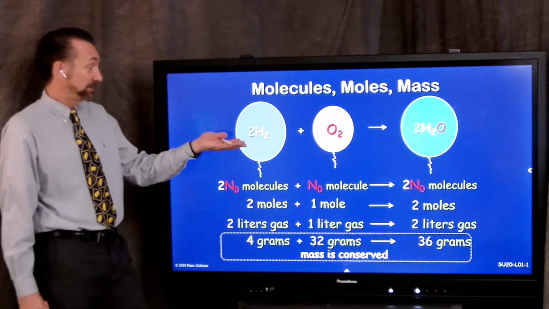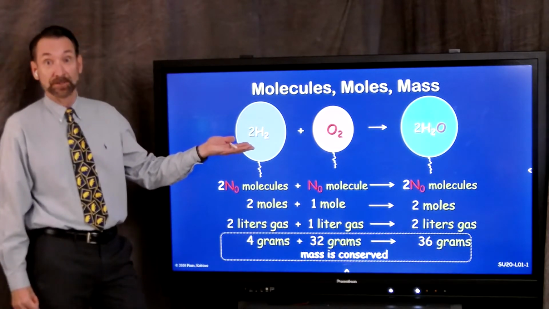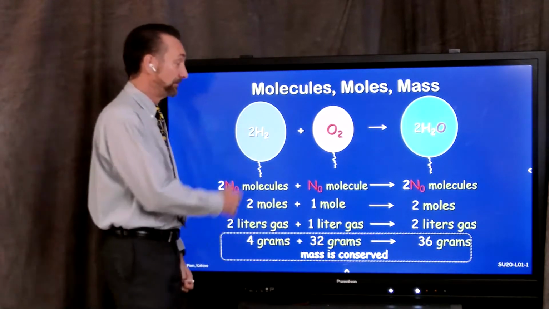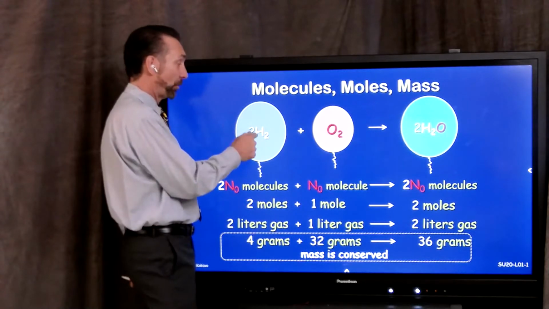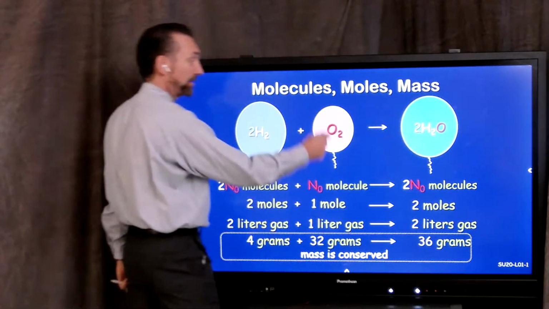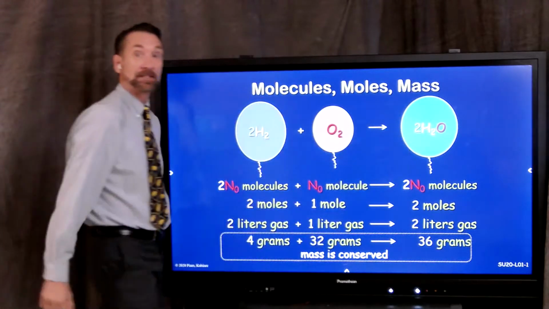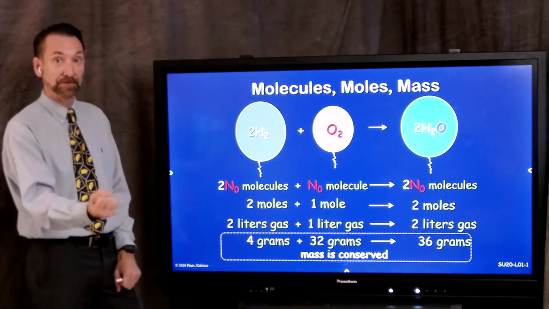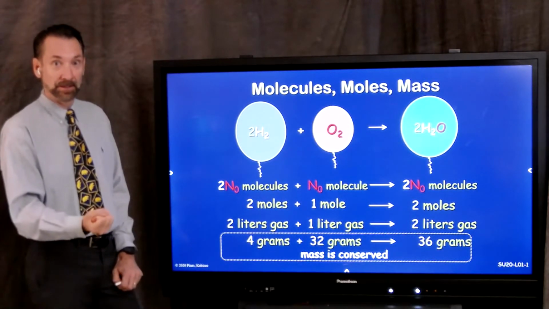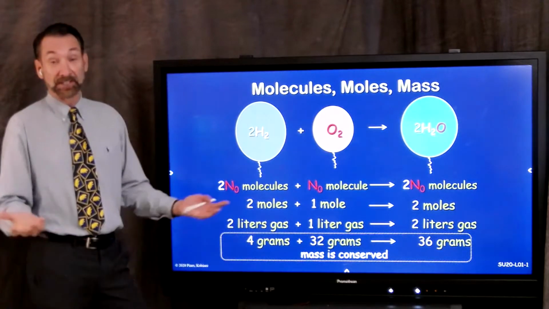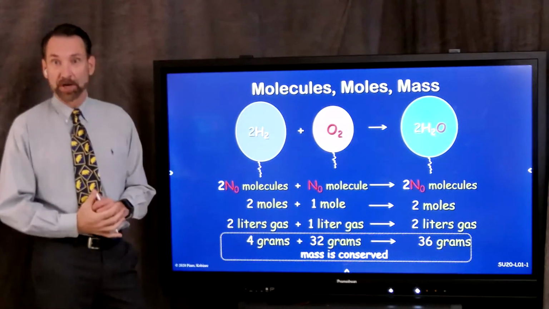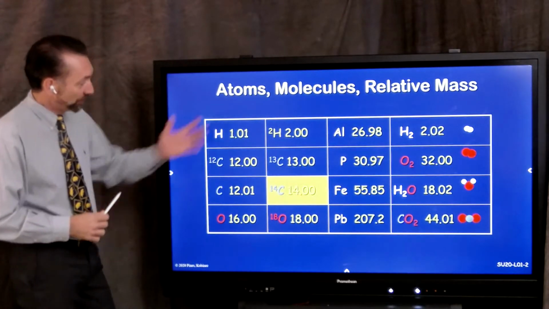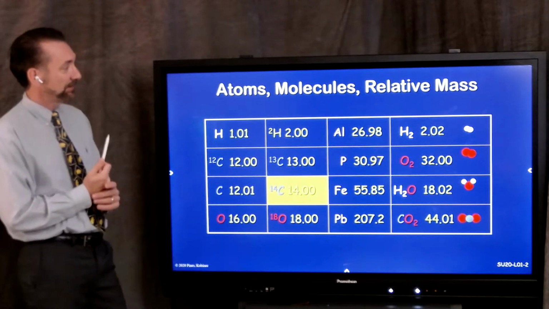Another thing that's conserved is the atoms themselves. We don't create or delete atoms. So there's 4 hydrogen atoms here, there are 4 there. There are 2 oxygen atoms here, there are 2 oxygen atoms here. They rearrange, but we're going to conserve the atoms, and we're going to conserve the mass. And that just makes sense because atoms are where the mass is for these kind of expressions. So there are the relative masses. We talked about that a bit.